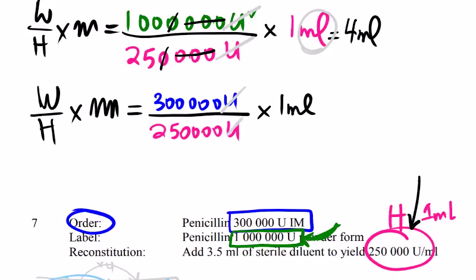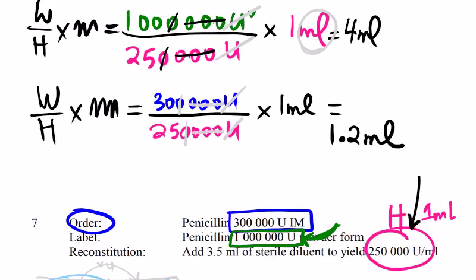As before, the units cancel out. Do some simplifying, divide by 1,000, divide by 10, or just go straight to your calculator. And when you do this calculation, you could simplify as a fraction, but you end up in the end with 1.2 mils. So 1.2 mils is what we are going to administer to the patient, or we're going to inject intramuscularly.